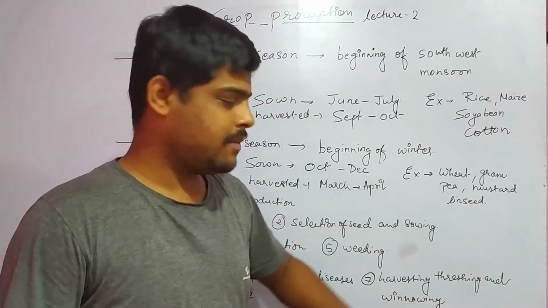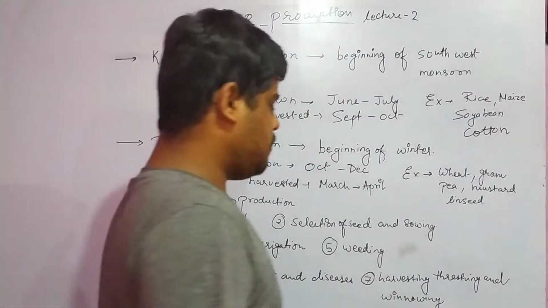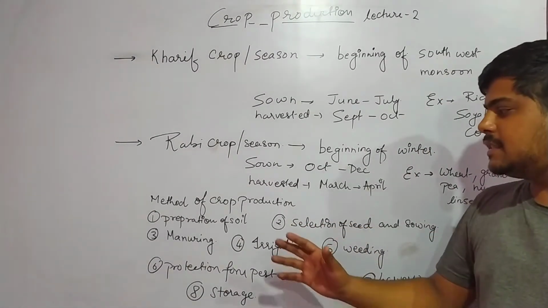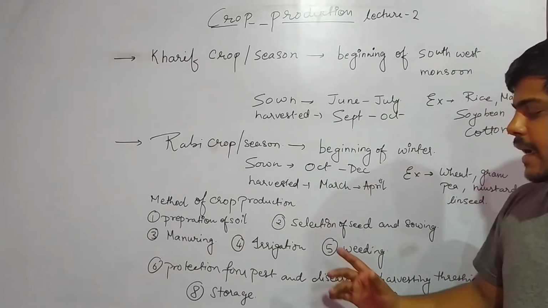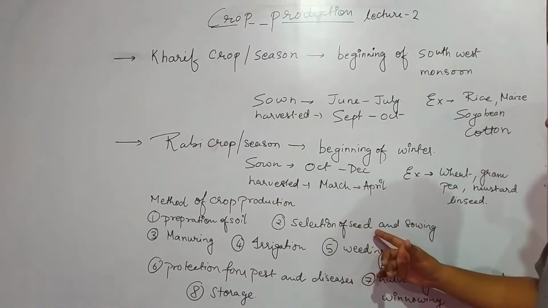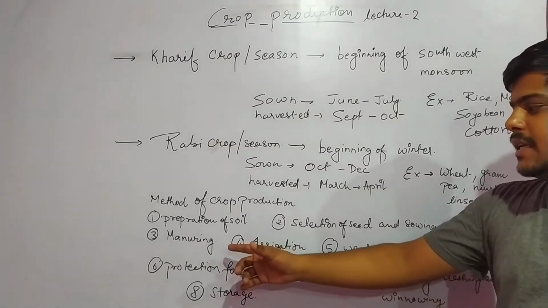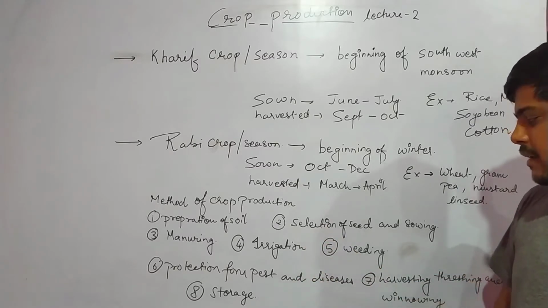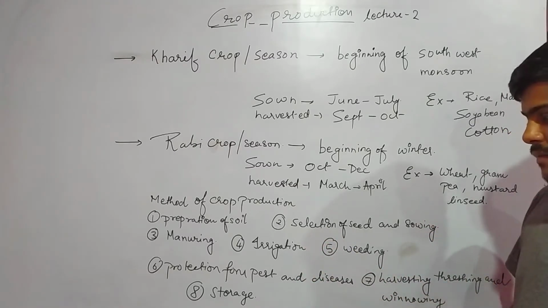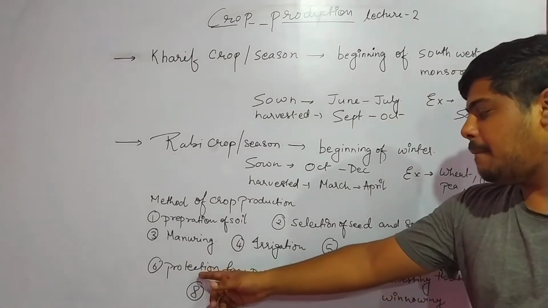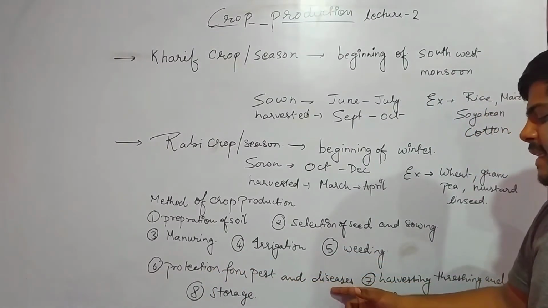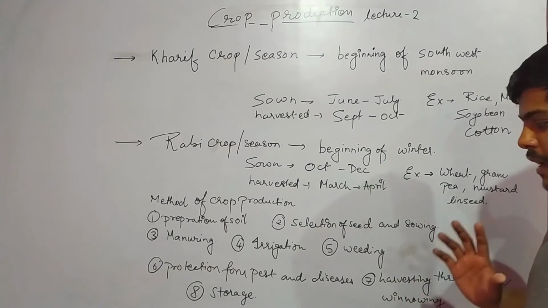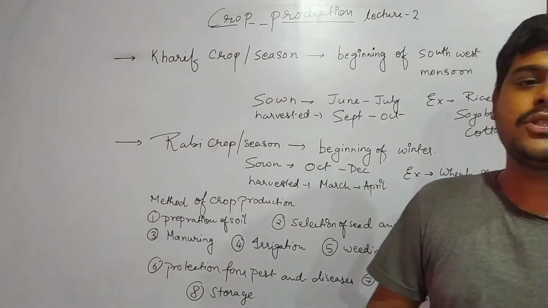linseed, that is alsi. Now the main steps required in crop production are: the first step is the preparation of the soil. Second step is the selection of the seed and sowing. The third step is manuring. The fourth step is irrigation, and the fifth step is weeding. Sixth step is protecting from pests and diseases. Seventh step is harvesting, threshing and winnowing. And the last step is storage.